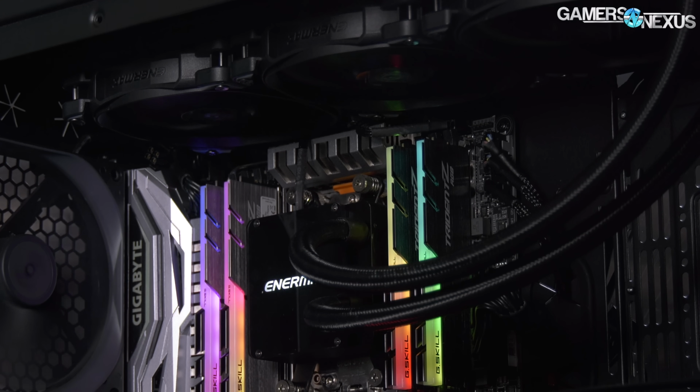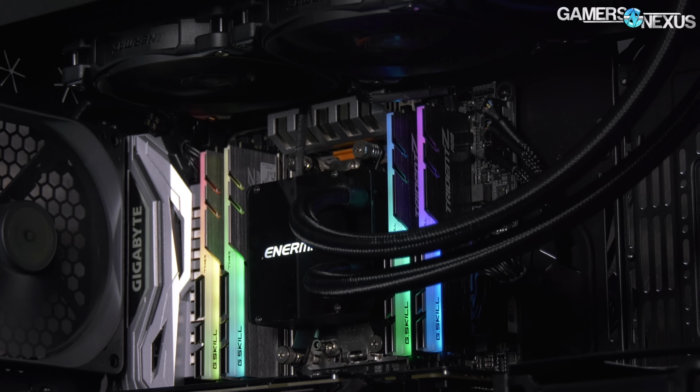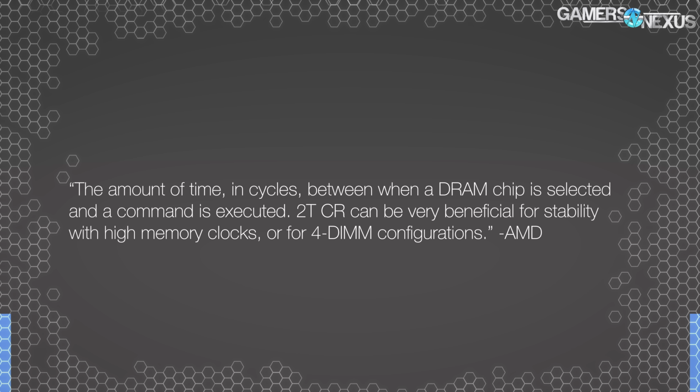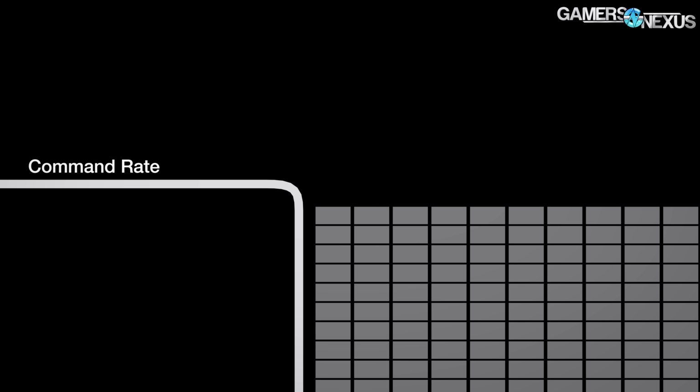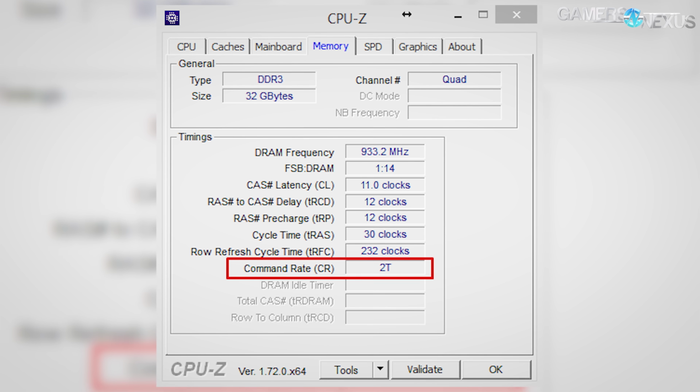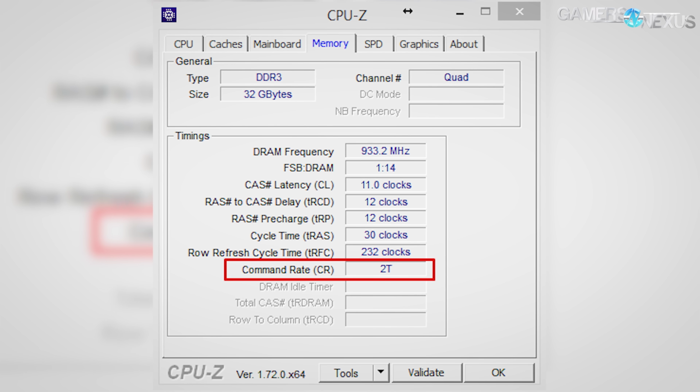Command rate is the last one. It's known as CR or CMD, CPC, TCPD, all kinds of things. And for AMD, it's defined as the amount of time in cycles between when a DRAM chip is selected and a command is executed. 2T CR, or 2T command rate, can be very beneficial for stability with high memory clocks or for a 4-DIMM configuration. It's also known as the command period. This will either be 1T or 2T on modern memory, with 1T being faster. Despite the unique T notation, this is measured in clock cycles like the other timings. There's generally a very small performance delta between the two options.